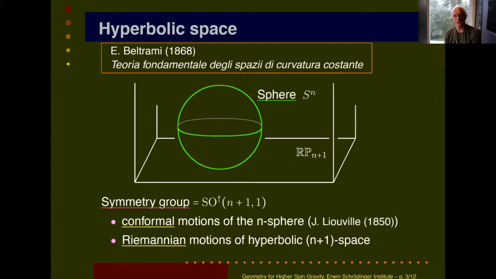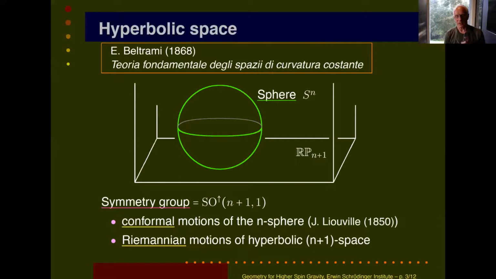I should point out that things are a little bit different when n is greater than or equal to 3, because when n is equal to 2, nevertheless, the symmetry group is still SO(3,1), but generally speaking, when n is greater than or equal to 3, a different thing happens. This was observed by Joseph Liouville in 1850, that the local conformal transformations of the sphere are all restrictions of global transformations. The sphere is very rigid from this point of view, unlike the two-sphere. Of course, the hyperbolic motions are, again, locally determined.